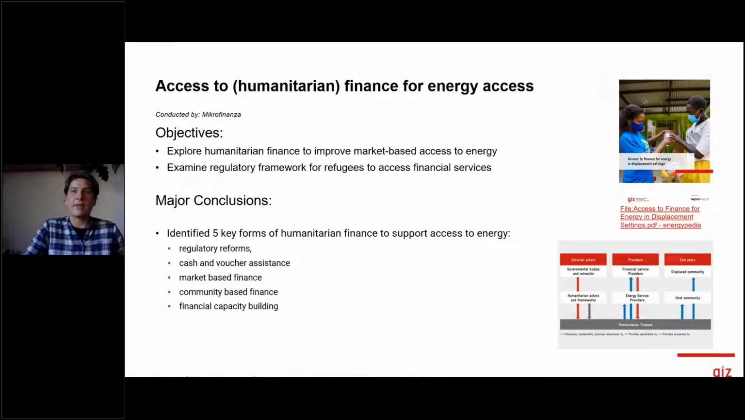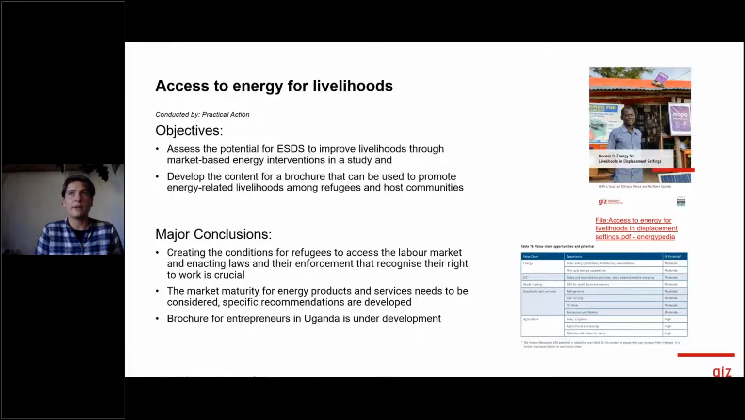So then one other important point that we're always looking at is livelihood, because of course good customers are those who also earn money and have money to spend. So that's part of the market. And therefore we have also looked at what is the access to finance for those who are doing what we call productive use of energy, or those who are doing their livelihoods out of energy. So here the objective was to assess on the ground what the needs for finance are and how these livelihoods can also improve market-based energy in displacement settings.